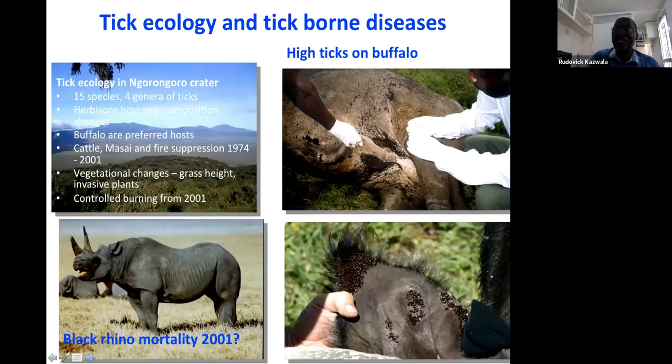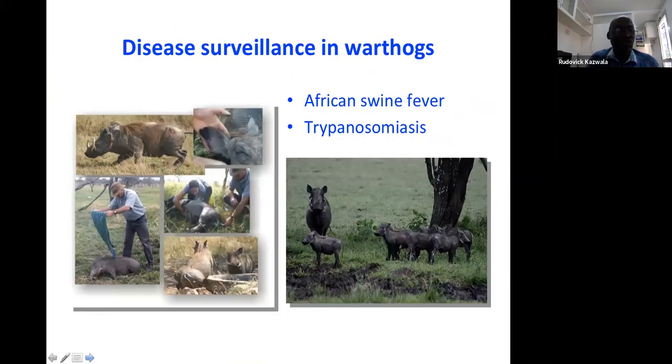We also did some work on other pathogens, prompted by mortalities in rhino in the year 2001. It's a long time ago, but we linked that with some vegetational changes and climate change, and we had to do some studies on ticks to see their involvement in the mortalities. In warthogs, especially in search of African swine fever, we capture them and take the soft ticks, and we try to see if there are problems of swine fever, but also trypanosomiasis.